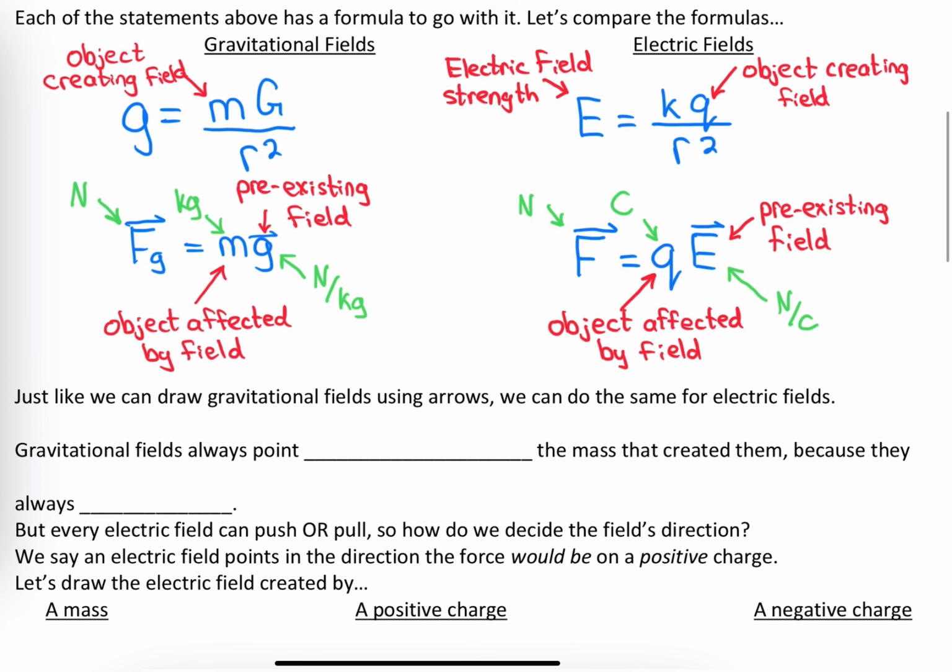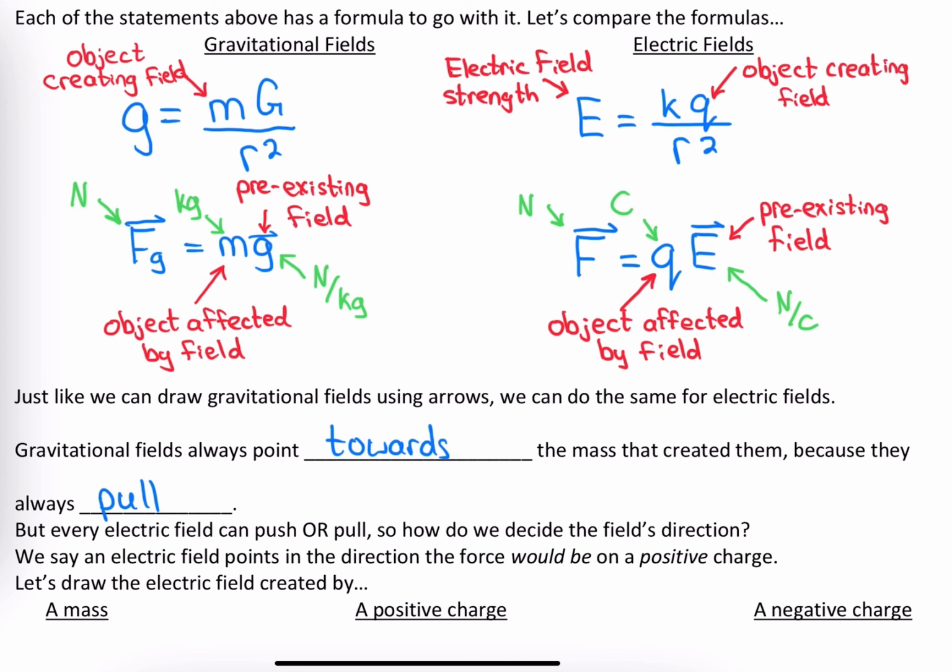So let's look at how to maybe draw some electric fields now. And again, we can compare them to gravitational fields. Just like we can draw gravitational fields using arrows, we can do the same for electric fields. Remember, gravitational fields always point towards the mass that created them, because gravitational fields always pull.